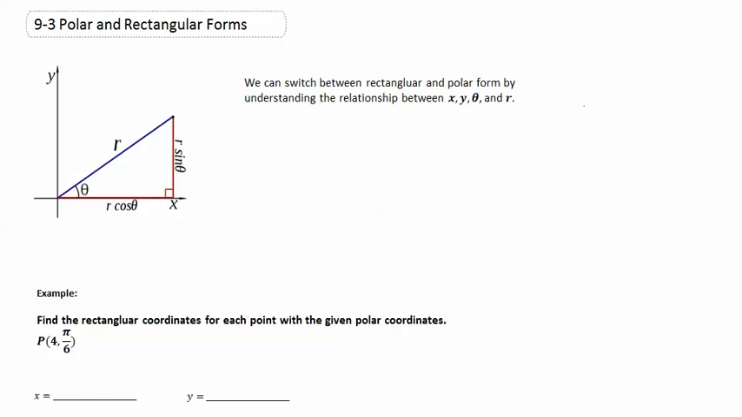So we can come up with our value of r. x squared plus y squared equals r squared. Therefore, r equals the square root of x squared plus y squared. We know that. That's just the Pythagorean theorem. If we wanted to come up with theta, we would look at inverse tangent.